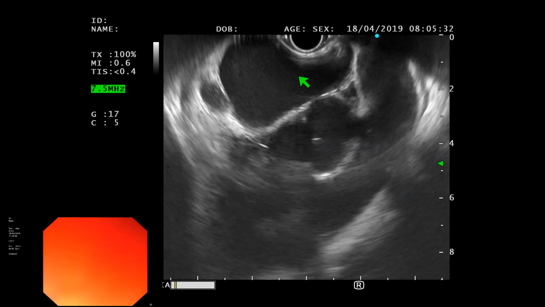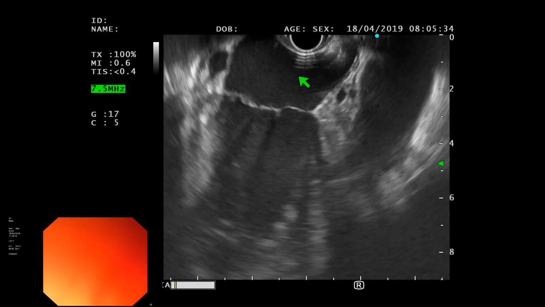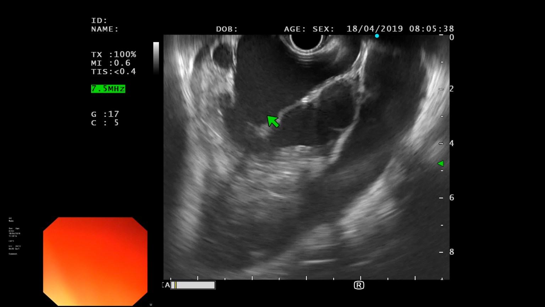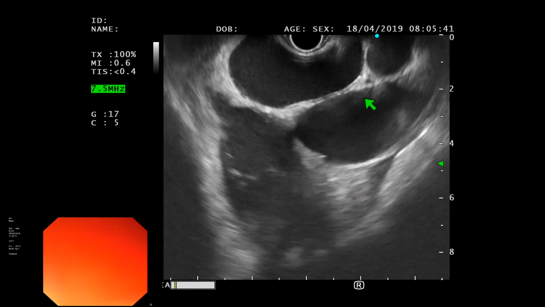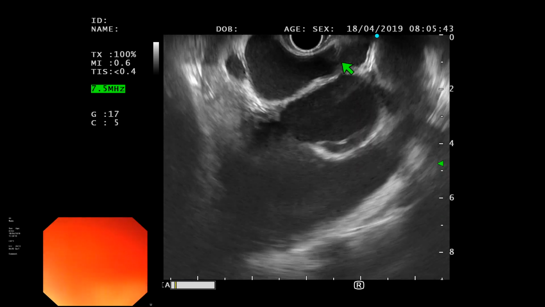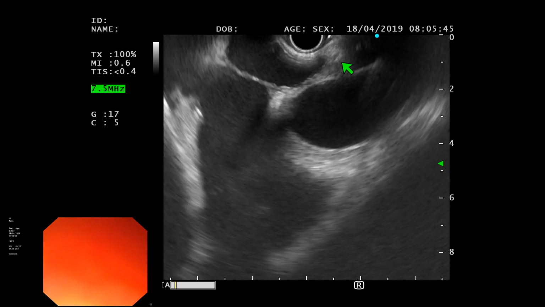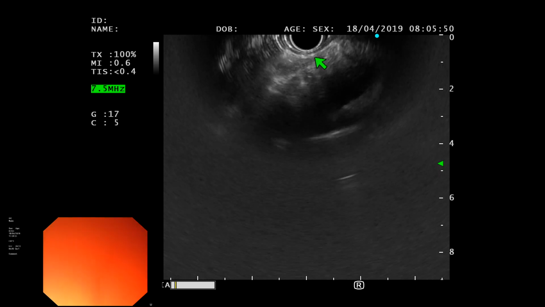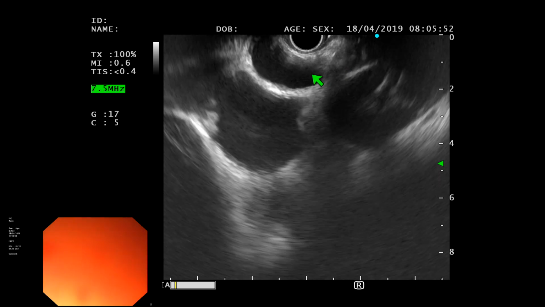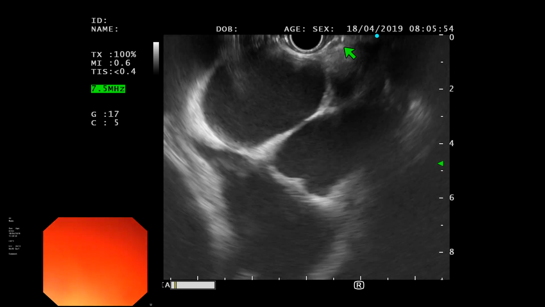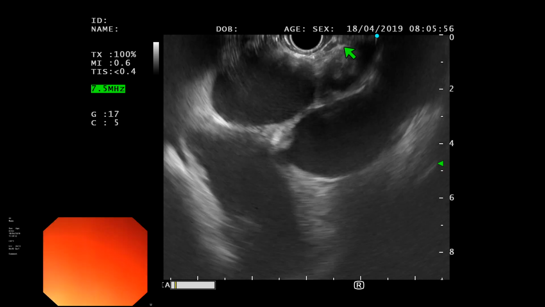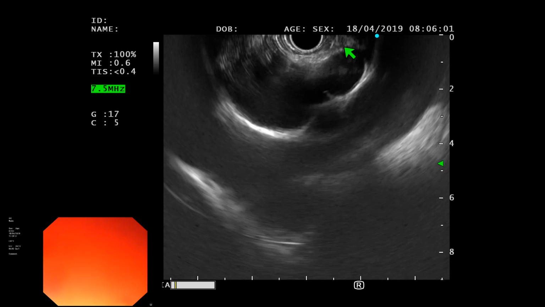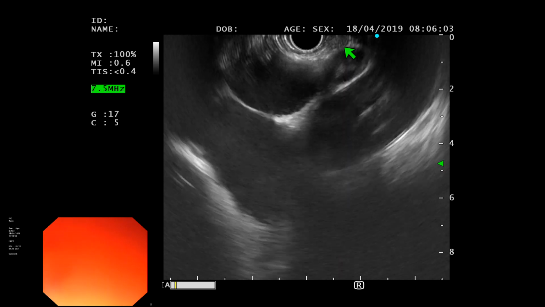If you're really interested in echo, you can take a look at the valve here. This is the mitral valve. This is the aortic valve, aorta, pulmonary artery right here. If I pull the scope a little bit back, you can see actually a lymph node right there. Pulmonary artery, left atrium, and that space right there is the subcarina. So from here, my scope is at the subcarina.